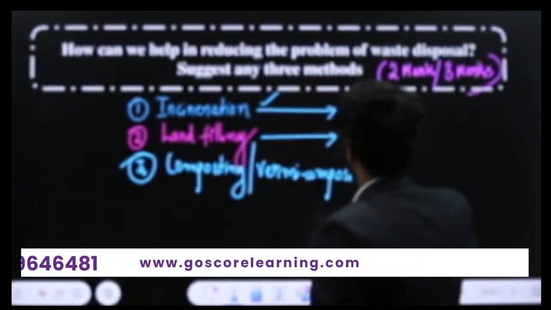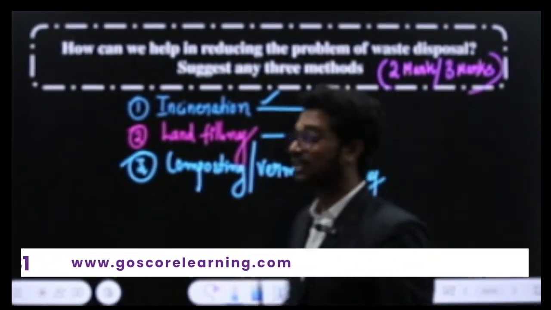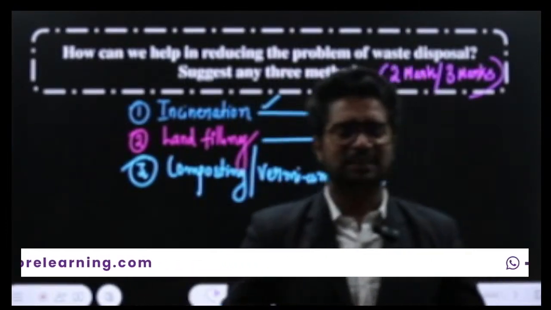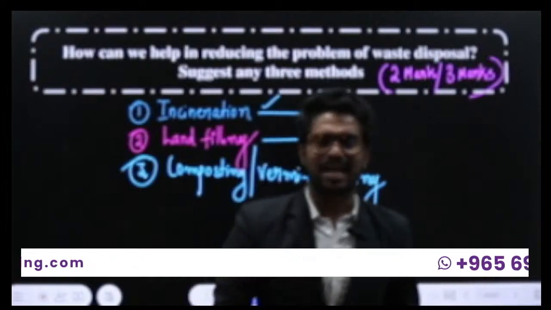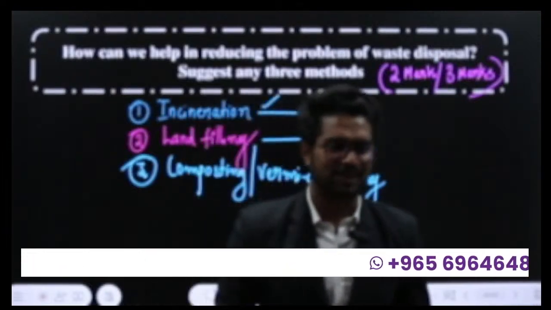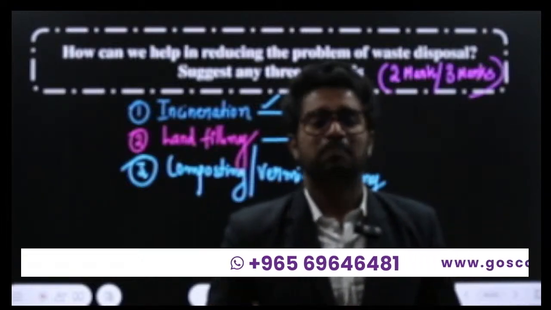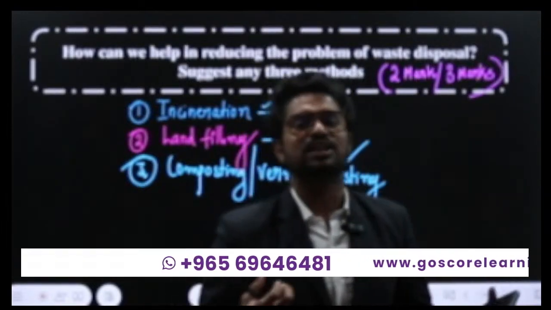The third one is composting as well as vermicomposting. We generate different kinds of plant waste and animal waste, and at the same time waste from our kitchen, household waste. That means vegetable waste, plant waste, and animal waste, that is, kitchen waste.